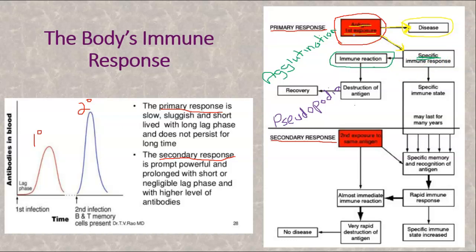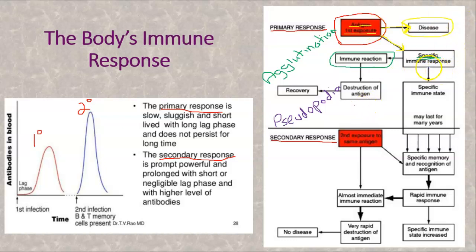Because remember, this is the first exposure. There is absolutely no antibody in the blood to fight against that particular antigen. So the process of creating the antibody has to start from scratch, and it has to take a long process to occur. So the immune reaction is very slow. So it will take a longer time to recuperate or recover.